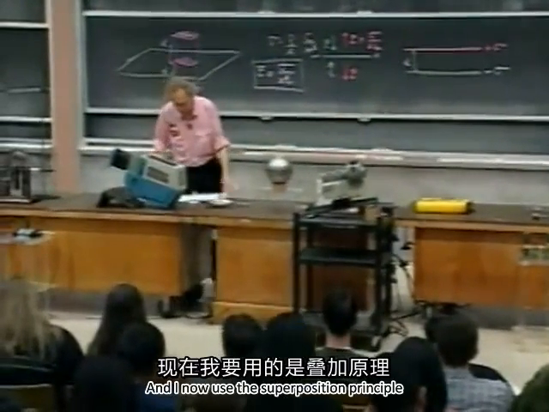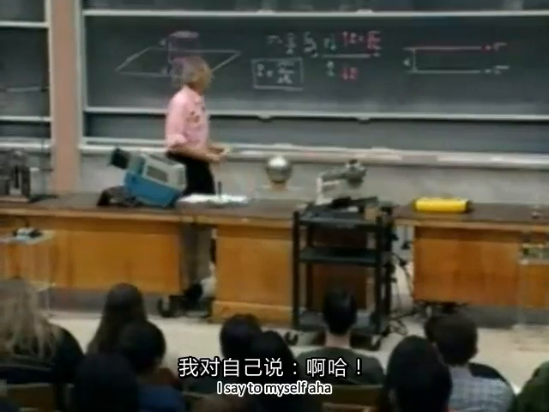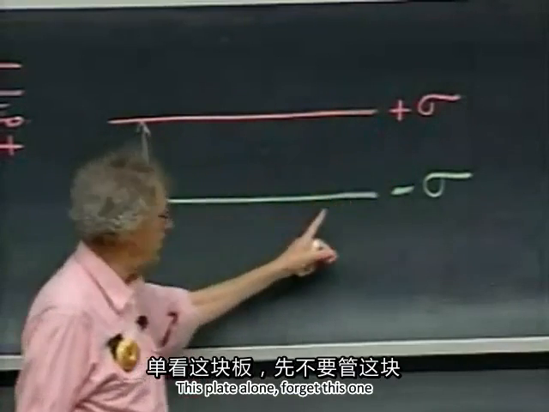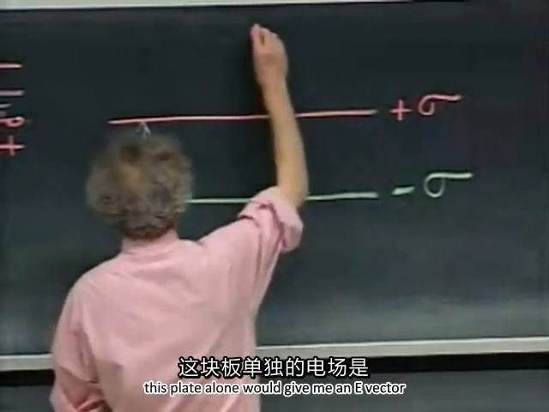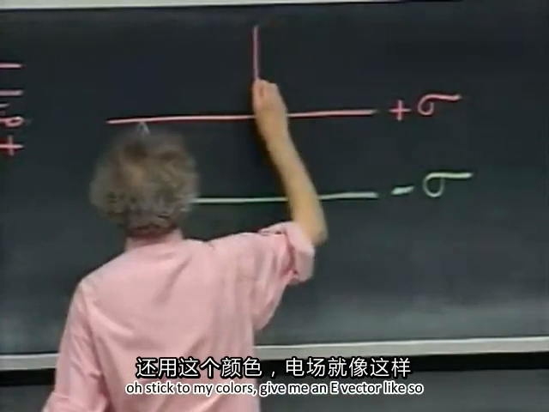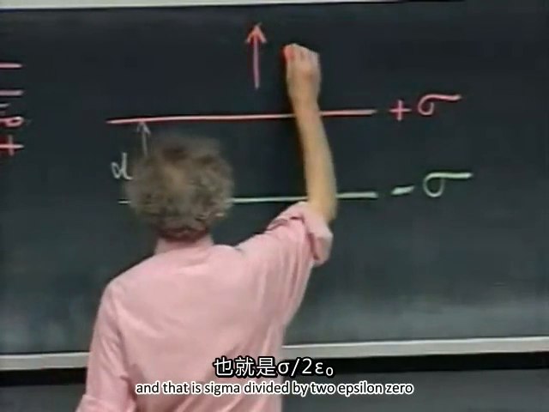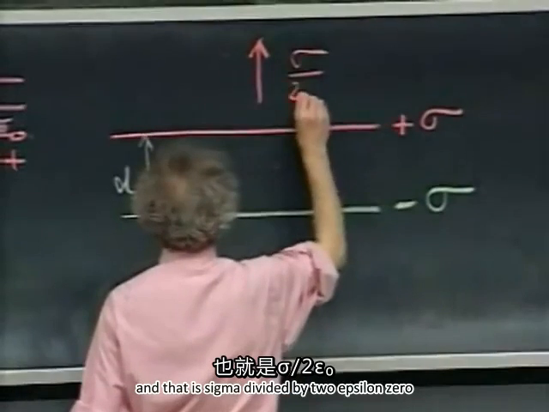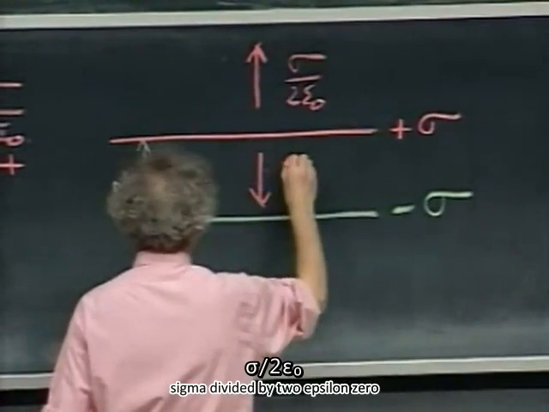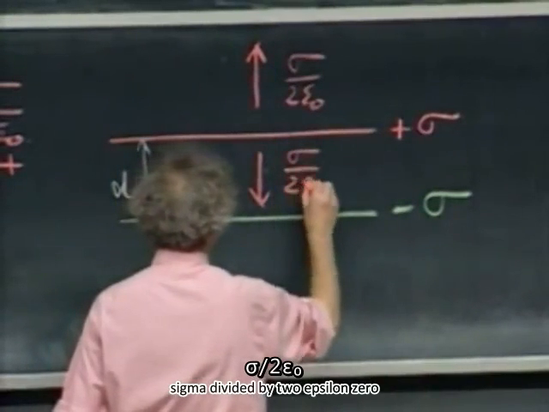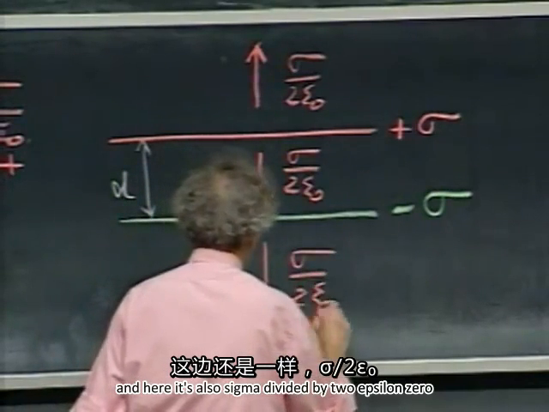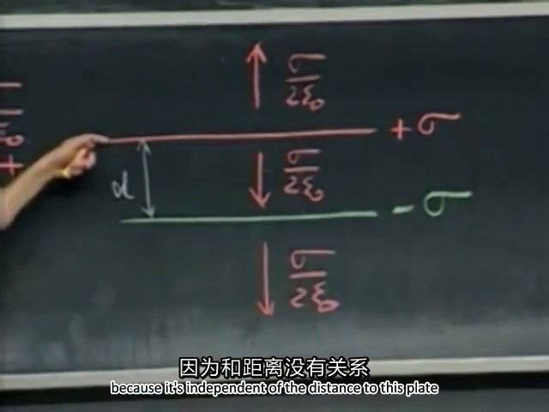And I now use the superposition principle. I say to myself, aha, this plate alone, forget this one, this plate alone would give me an E vector, stick to my colors, give me an E vector like so, and that is sigma divided by 2 epsilon 0. This one is also pointing away from this, sigma divided by 2 epsilon 0, and here it's also sigma divided by 2 epsilon 0, because it's independent of the distance to this plate.